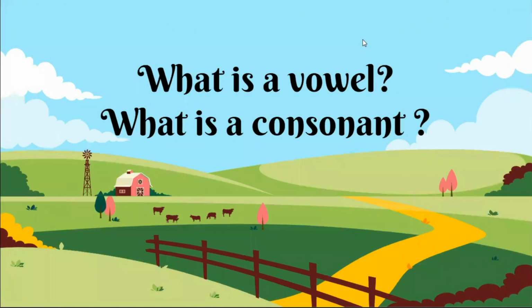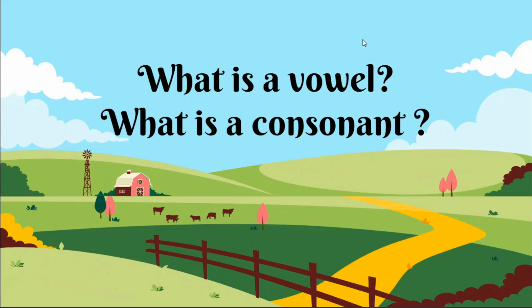Everyone, in today's video, we are going to learn about what is a vowel and what is a consonant. In English, there are 26 letters. In this, 5 letters are called vowels and the rest of the 21 letters are called consonants. But what is the difference between vowels and consonants? That is what we are going to learn in this video.